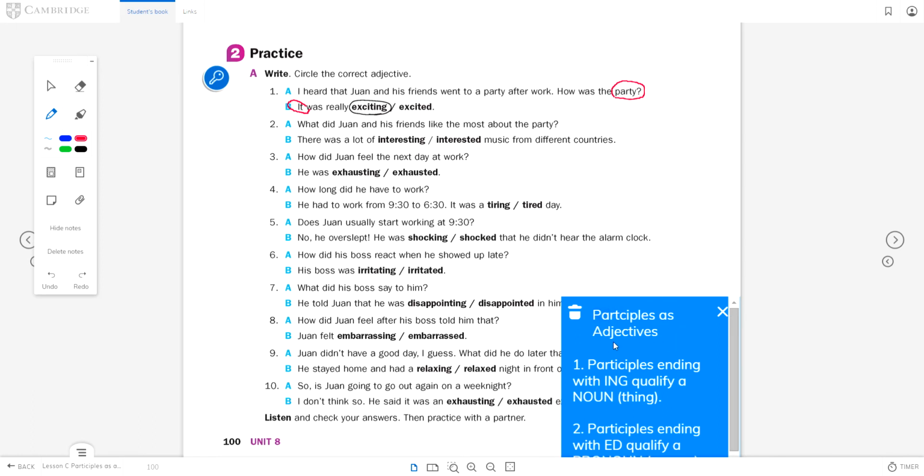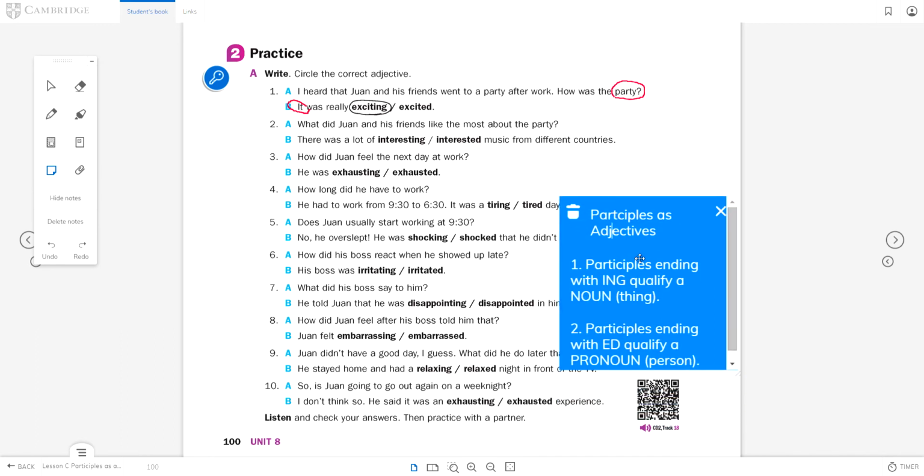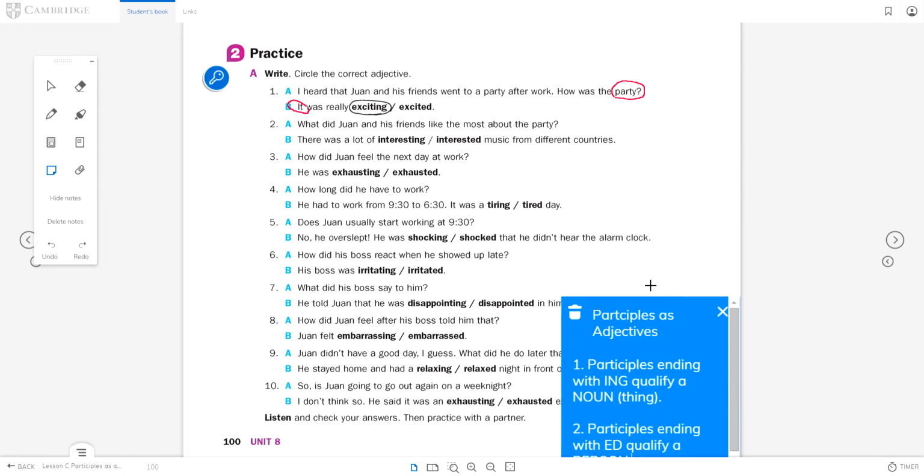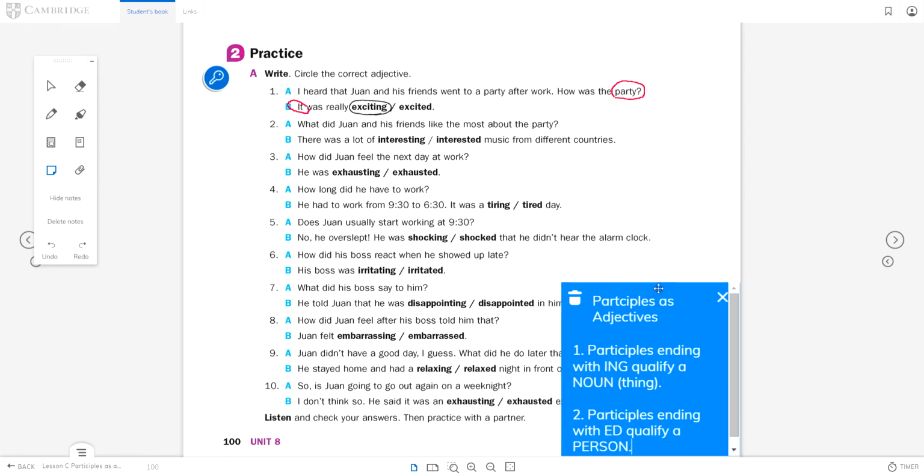Let me just correct here because this can be confusing. I'm just gonna leave person here because it's gonna be better. It qualifies a person. I take out pronoun, because it's gonna be confusing if I leave pronoun. Okay, good. Got it. Let's go to number two.